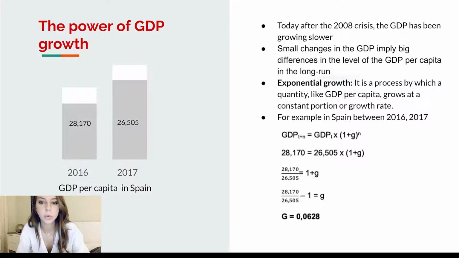It is important to know that small changes in the GDP imply big differences in the level of the GDP per capita in the long run. To calculate the growth, we use exponential growth, a process by which a quantity, like the GDP per capita, grows as a constant portion or growth rate. It results because new growth builds on past growth and its effects compound. This implies that modest differences in growth rate translate into large differences in the level of a quantity after many years of growing.